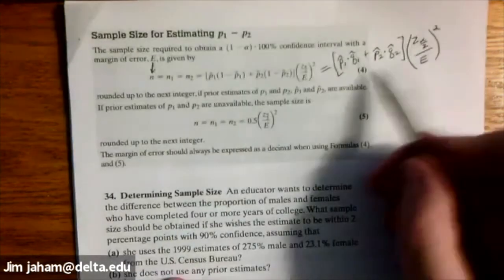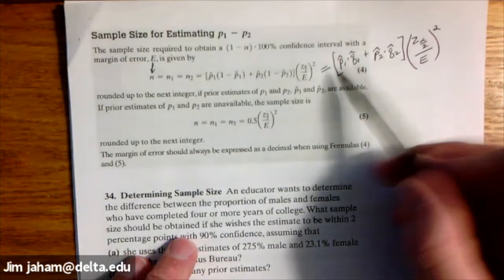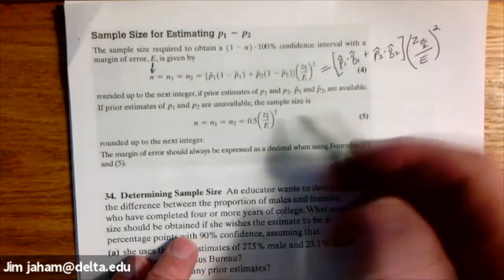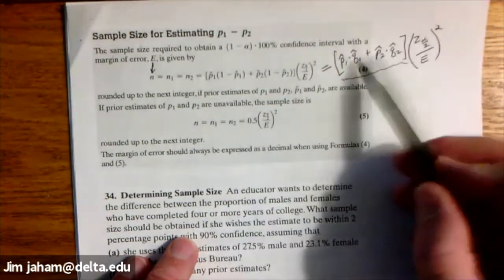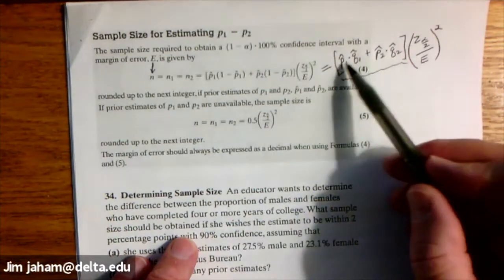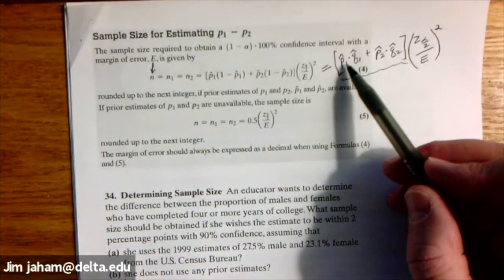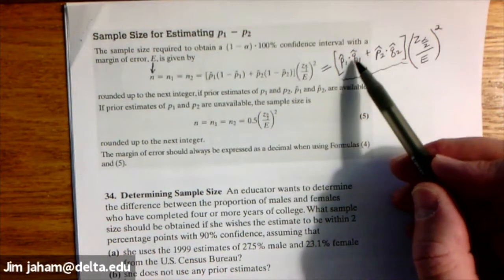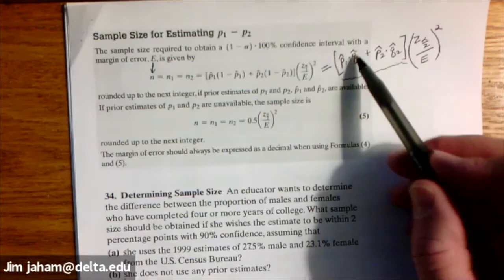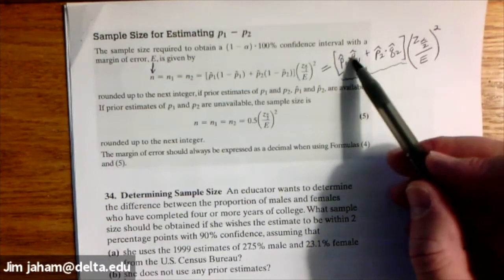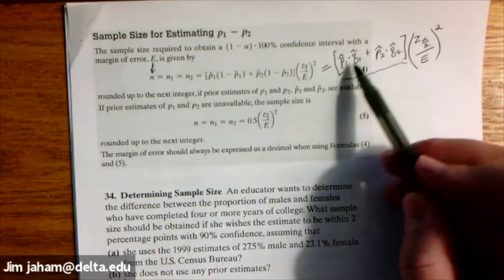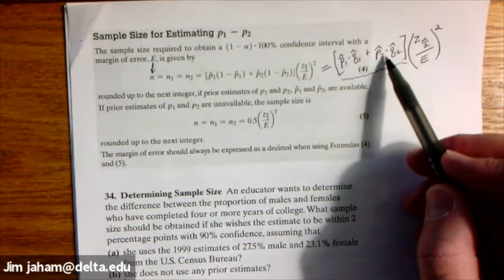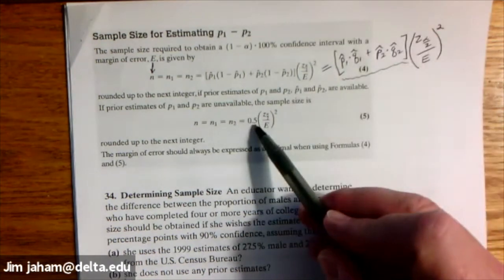All right, the other version of this is that if P1 and P2 are the same, then here's the formula. You don't have to do all of this stuff. You can just put in 0.5, because the largest this sum is going to be is 0.5. Anytime you multiply a population proportion P1 by its complement, 1 minus P1, the maximum value of this is going to be 0.25. And if this is 0.25 and this is 0.25, then you add them together and you get 0.5. So if you don't have P1 hat and P2 hat from a previous study, just go down and determine the sample size using this version of the formula.